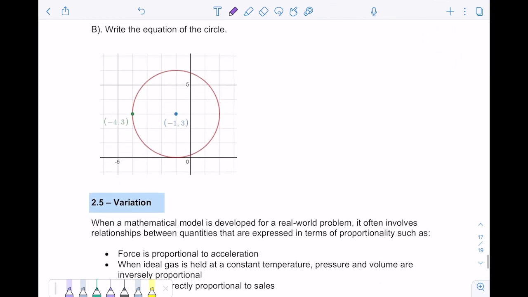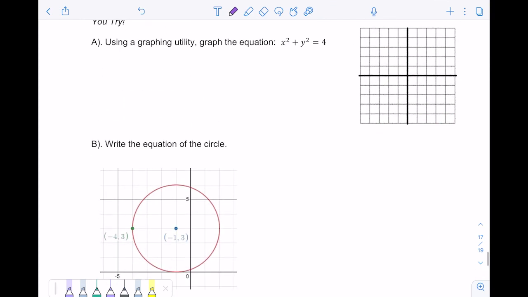And I'm going to leave the last two for you all to do. The next one is on the graphing calculator. And then letter B is simply writing your equation. And try putting it in both standard and general form.